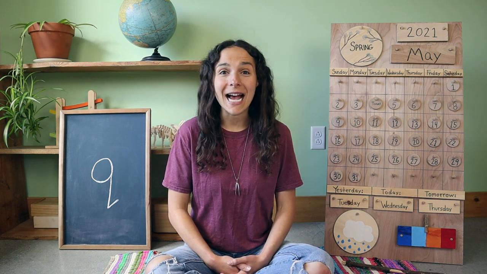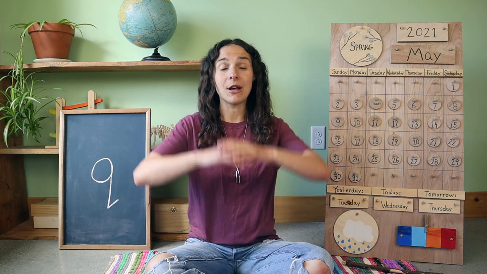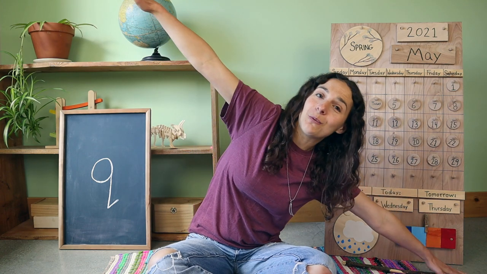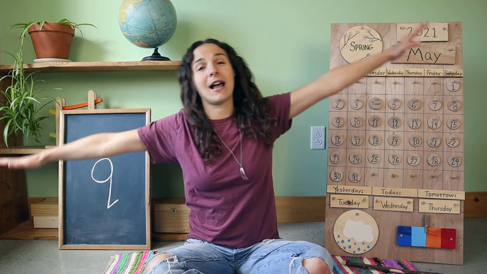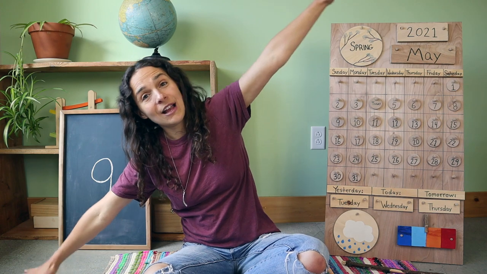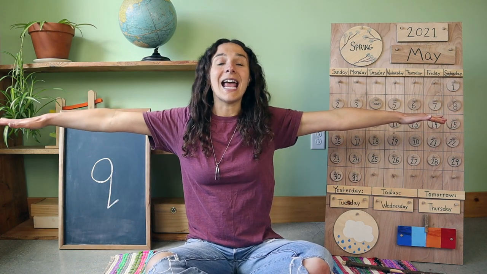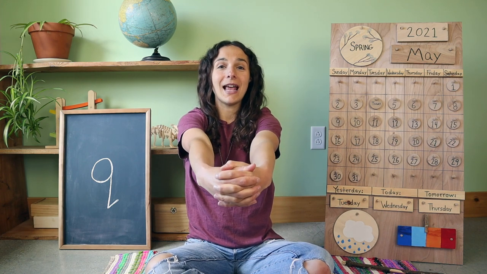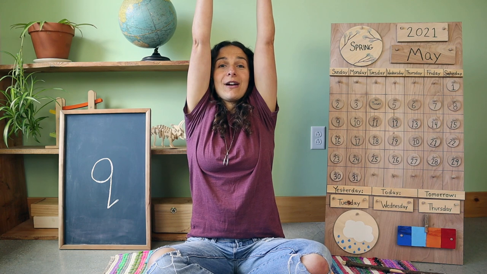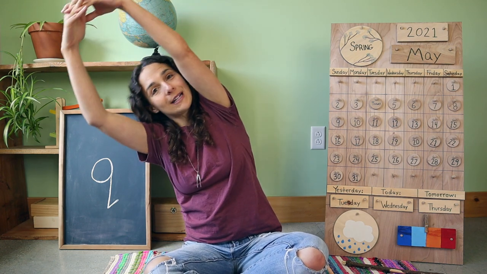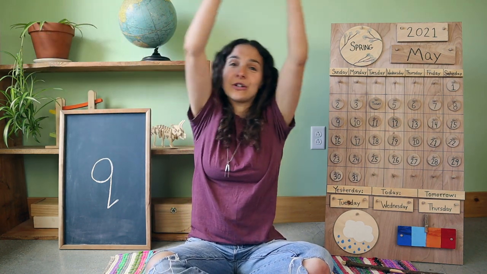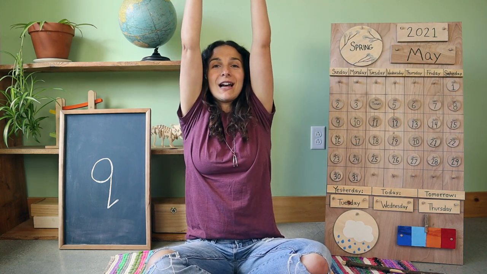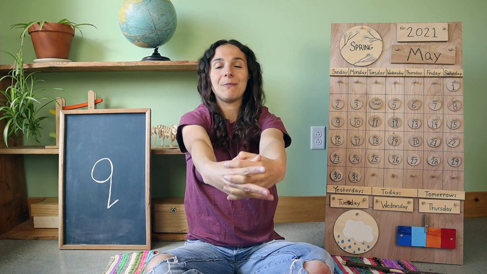All right, it's time to sing our good morning song together. So let's stretch our arms out like airplane wings and fly our airplane to one side, fly to the other side, fly to the middle, and now take those airplane wings into a big circle out in front of us like this. And bring that circle up over your head. Stretch from one side. Stretch over to the other side. One last stretch up at the top before we bring our circle back down.